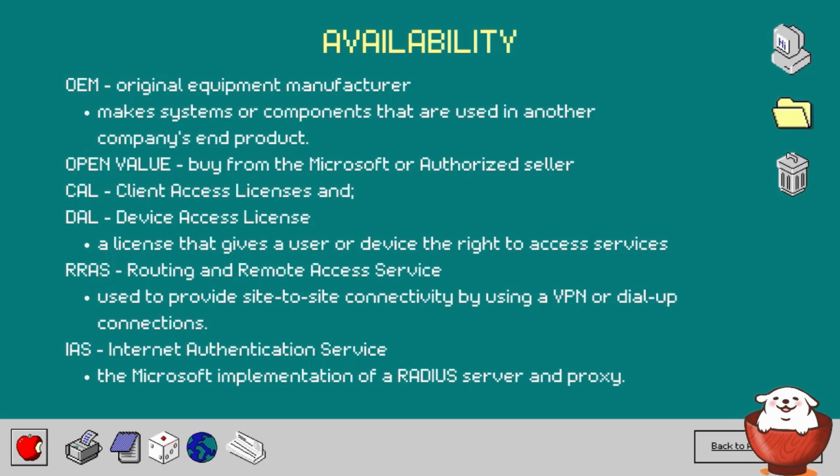Next is the RRAS, or the Routing and Remote Access Service. This is used to provide site-to-site connectivity by using a VPN or dial-up connections. Then, last is the IAS, or the Internet Authentication Service. This is the Microsoft implementation of a RADIUS server and proxy.